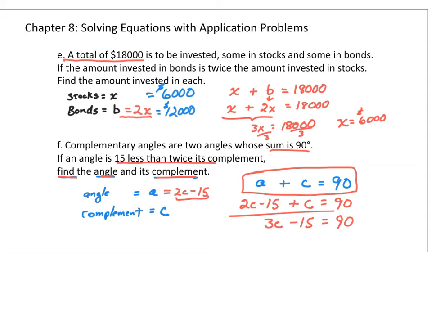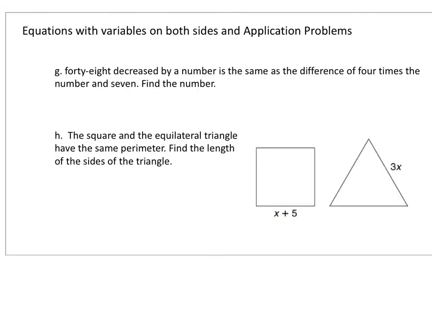Combining like terms. And now we can add 15 to both sides to get 3C equals 105 and divide by 3. So I believe that's 35. So if C equals 35, then 2 times 35 is 70. 70 minus 15 is 55. And then we can add those up to make sure they add up to 90. Excellent. Okay, let's try another one.